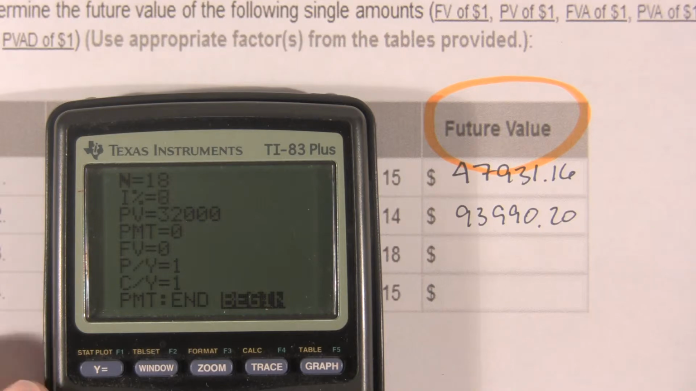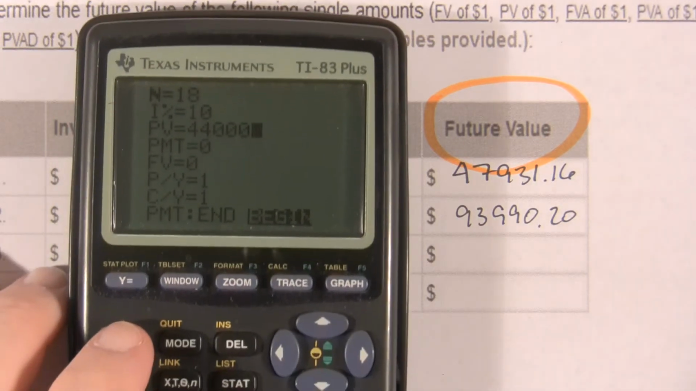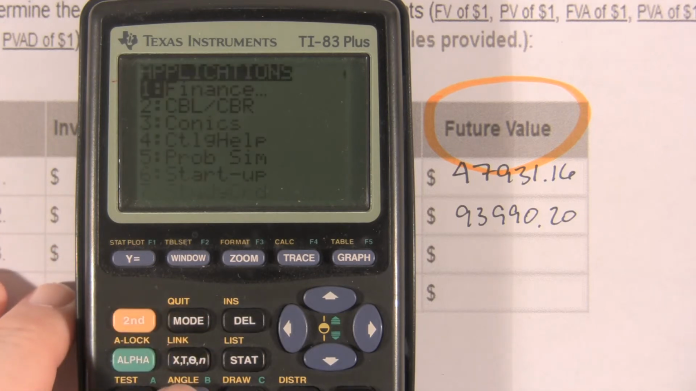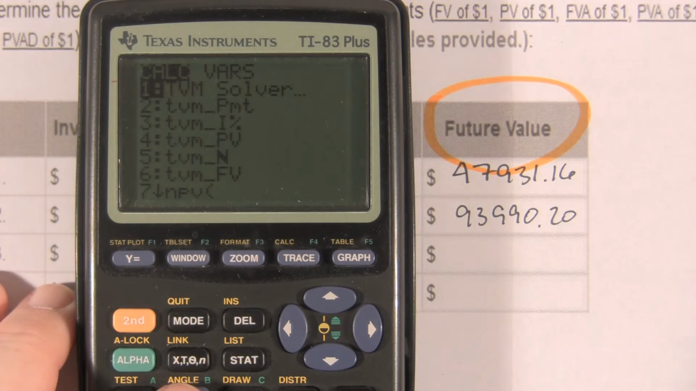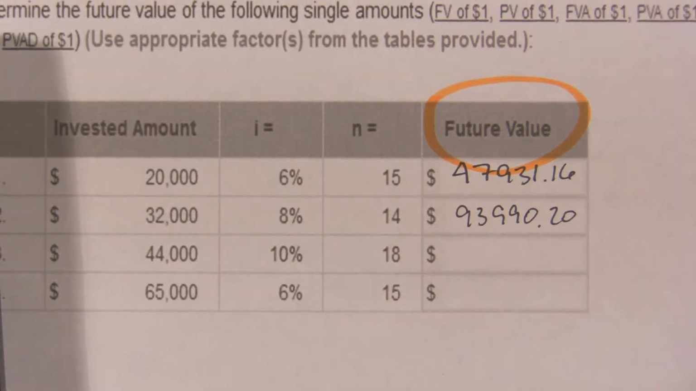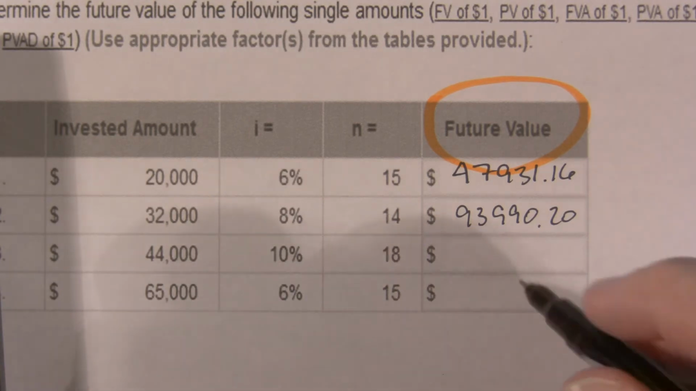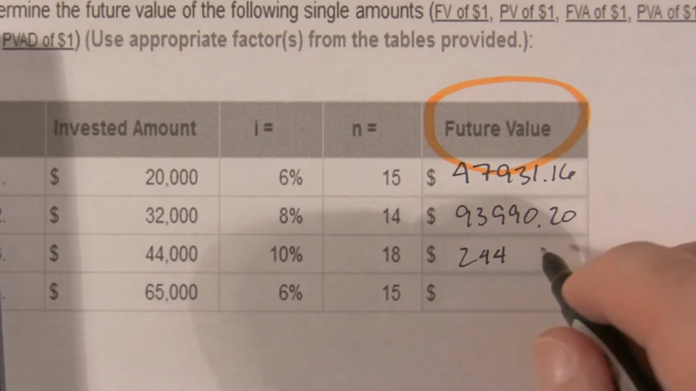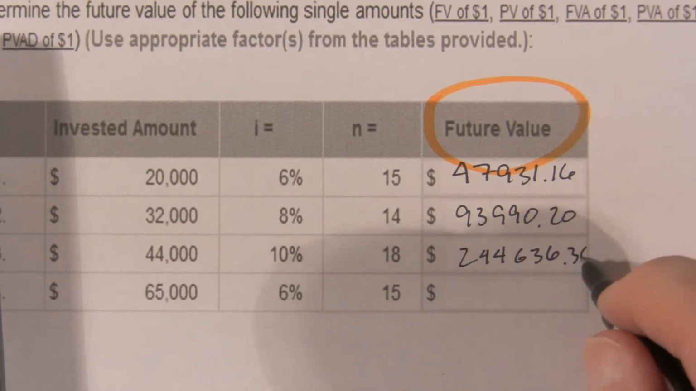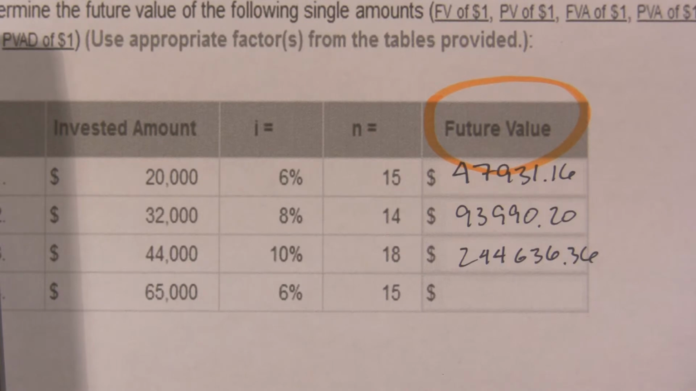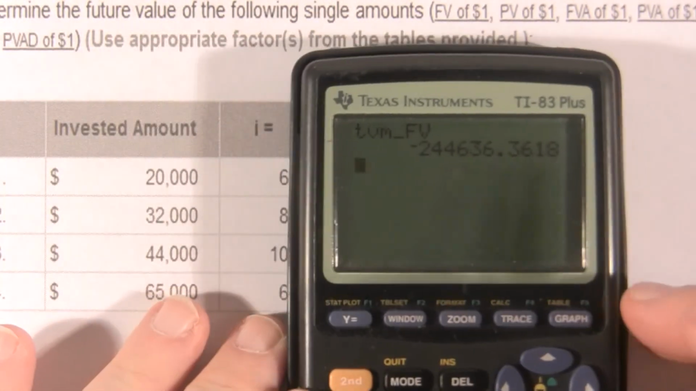Our interest rate is now 10%. And the payment that we're putting in is $44,000. And that's all we need to do. So second function, quit, apps, finance, item number 6, solve, and it gives us the future value of $44,000 invested for N periods at 10% of $244,636.36. And again, if you wanted to look it up on the table, you would come up with a factor, multiply the factor by 44,000. You would get the same exact number, plus or minus a few pennies. I just happen to think this is faster.